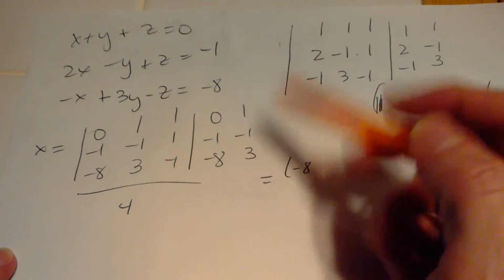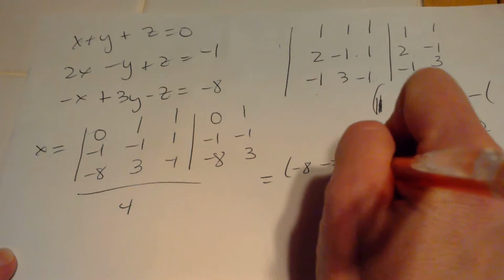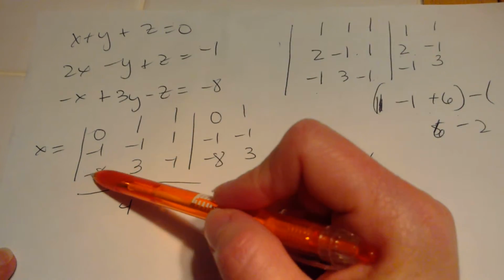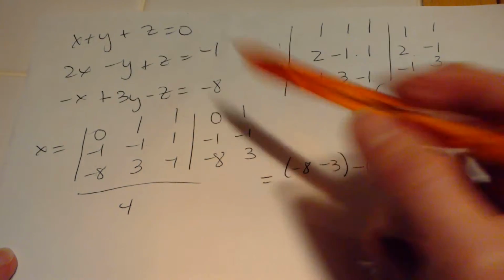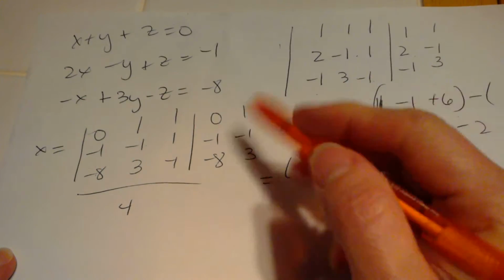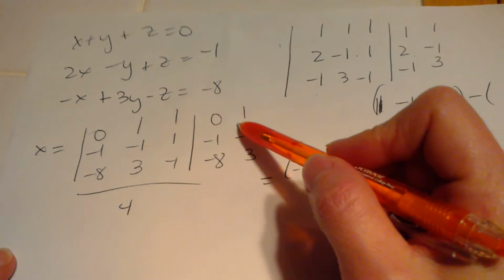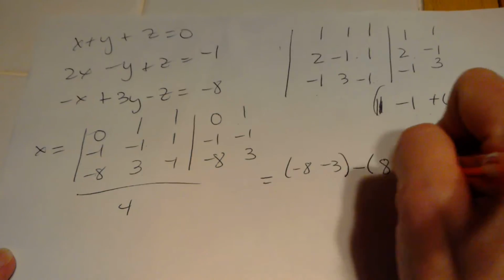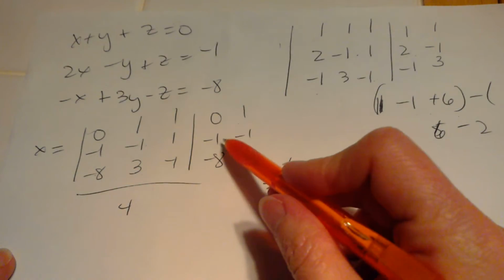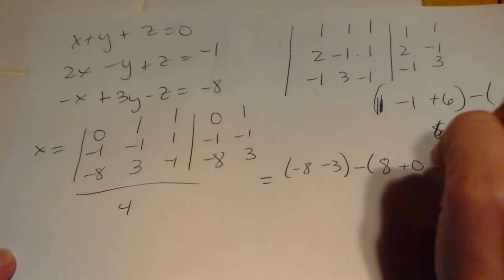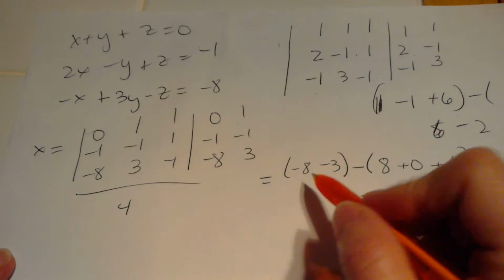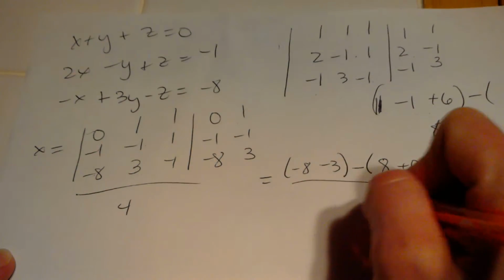1, negative 1, 3, so it's negative 3. Subtract, multiply up. So negative 8 times negative 1 times 1 is positive 8. 3 times 1 times 0 is going to give me a 0. And then negative 1 times negative 1 times 1 is going to give me a plus 1. Okay, and I'm going to divide all this by 4.